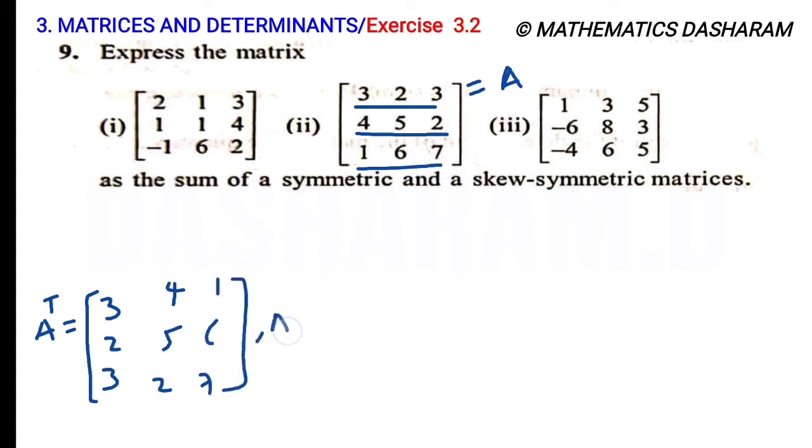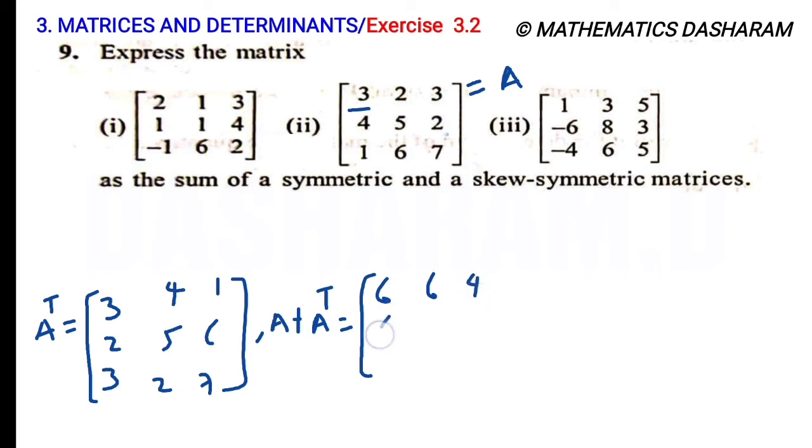Next, A plus A transpose. Let's add the A matrix and A transpose matrix. 3 plus 3 is 6. 2 plus 4 is also 6. Next 3 plus 1 is 4. So 4 plus 2 is 6, 5 plus 5 is 10, 6 plus 2 is 8, 1 plus 3 is 4, 6 plus 2 is 8, 7 plus 7 is 14.